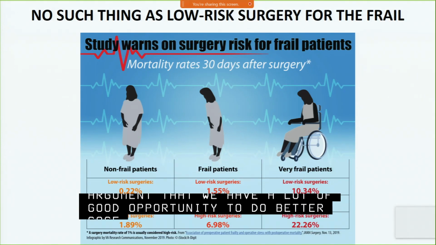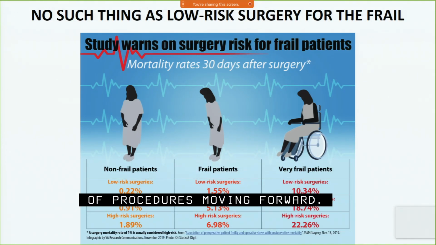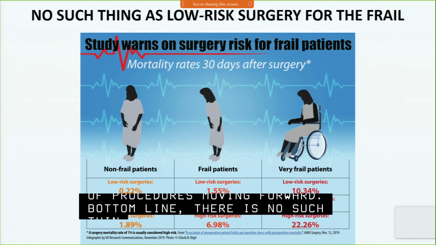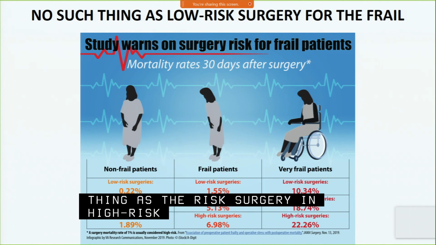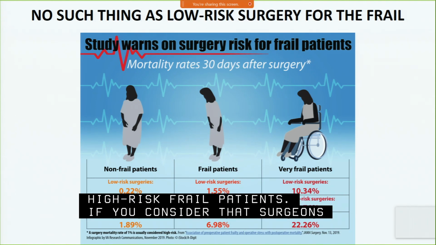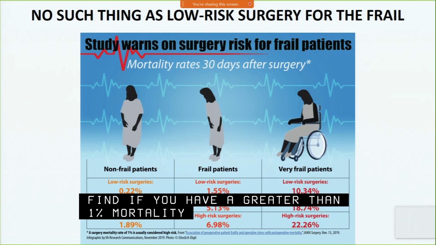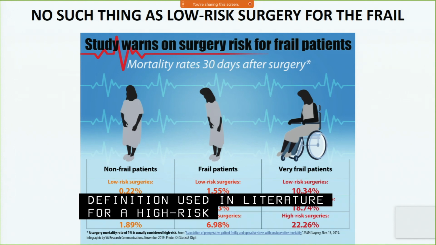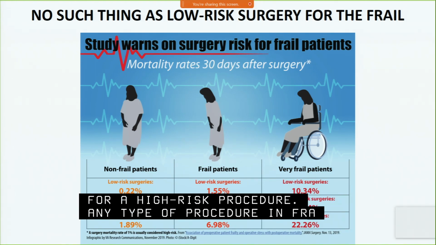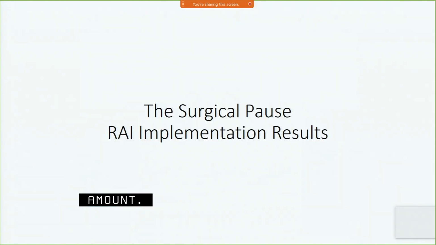And the bottom line of this story is that there's no such thing as low-risk surgery in high-risk frail patients going forward. If you consider that surgeons find that a greater than 1% mortality rate is a definition used in the surgical literature for a high-risk procedure, any kind of procedure in frail patients has 10 to 20 times that amount, where you're having 10 and 20% mortality at just 30 days going forward.